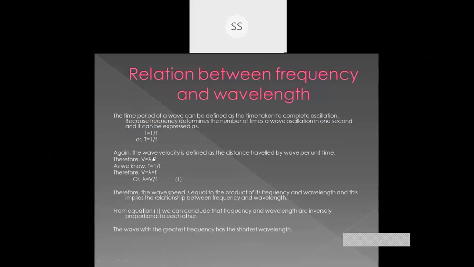Speed equal to wavelength divided by time period. If we put the value of time period in that place, that will be v equal to lambda into f. So that is the relationship between wavelength and frequency. Wave speed is the product of wavelength and frequency, and they are inversely proportional to each other. When wavelength increases, frequency decreases. When wavelength decreases, frequency increases.